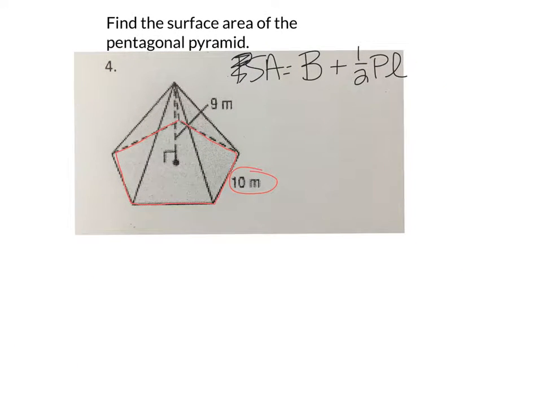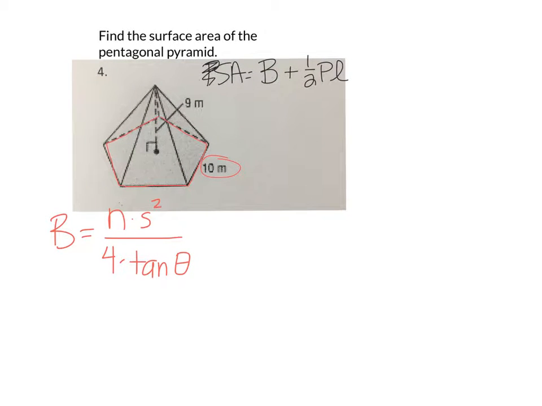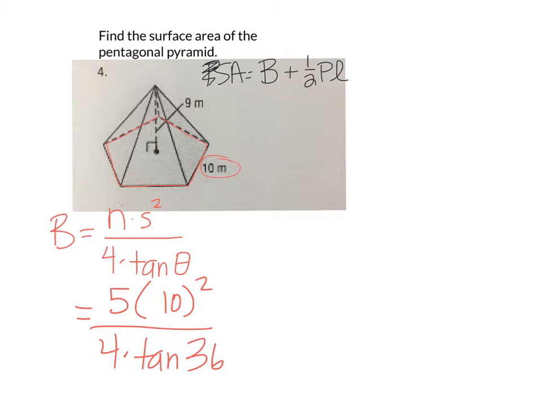So to find the base area, we're going to use this special formula for finding the area of any regular polygon. You may or may not be familiar with this formula, but we solve it by substituting in some other amazing things. So this has 5 sides. Every side is 10. 4 times the tangent of 36 for a pentagon.